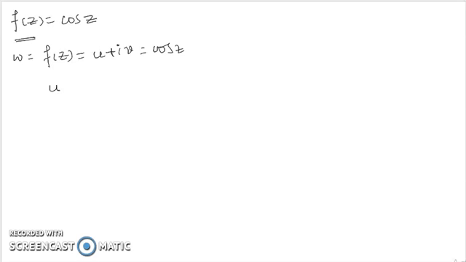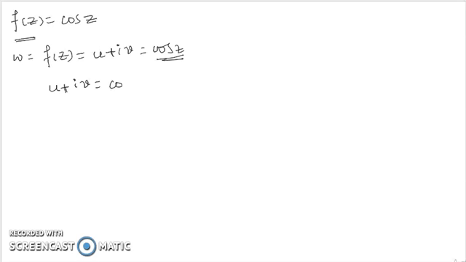Let me consider one more example on checking analytic function and their derivative. Okay, f of z is equal to, I'll consider an example, cos z. So this f of z, I can write it as w is equal to f of z is equal to u plus iv, which is nothing but this cos z.